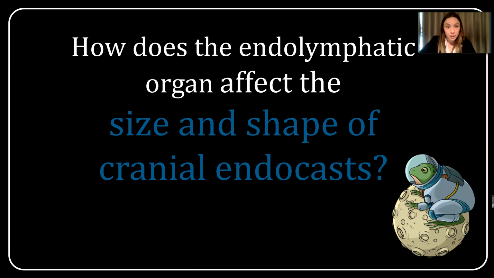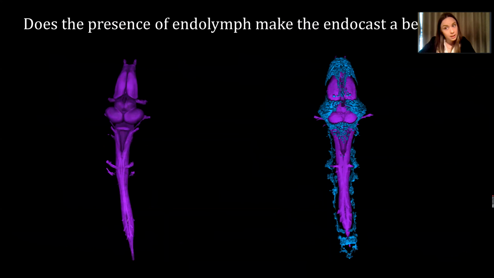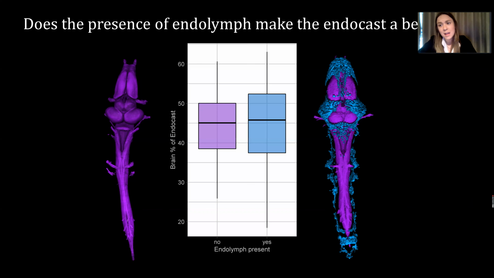So naturally, I wondered how this endolymphatic organ affects the size and shape of my cranial endocasts. Now, you may think, as I did, that the presence of this endolymph would make the endocast an overall better fit for the real brain. But it turned out this is not necessarily the case. And in fact, some of the frogs that take up the least amount of endocranial space also have endolymph present.